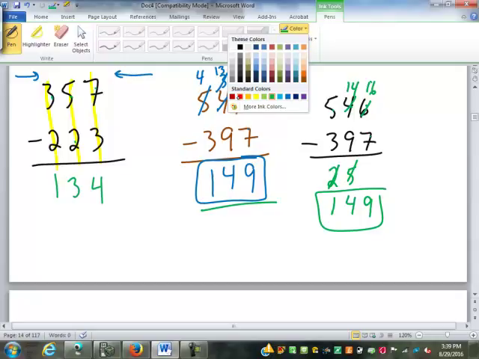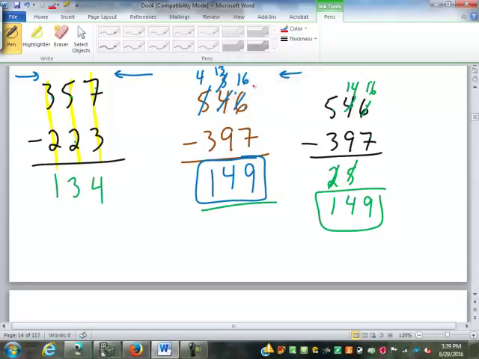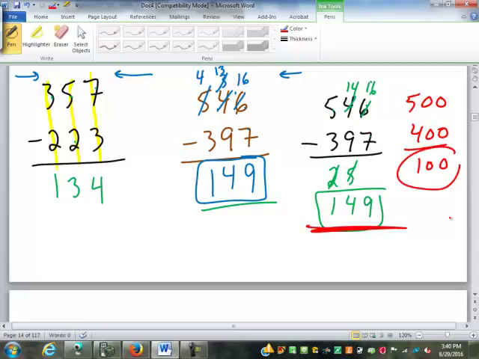Again, I can show you 3 or 4 different ways to subtract. The point is, there are different processes, there are different paths to get to the correct answer. Again, I'm a realist. I realize you're going to look at this and probably say, hey, 546, that's about 500. 397, that's about 400. 5 minus 4, I'm looking at 100. I'm expecting an answer around 100. 149 makes sense.